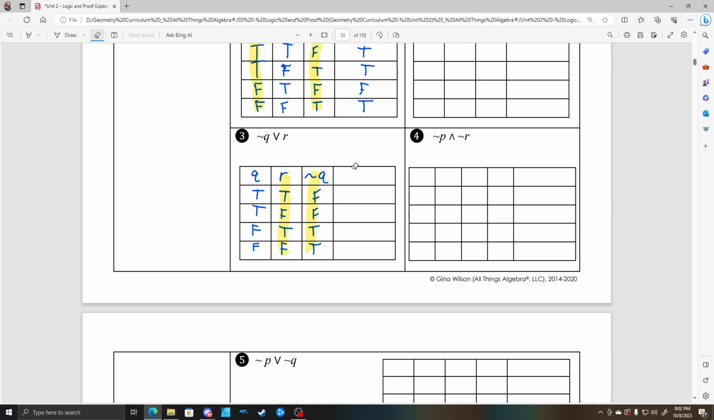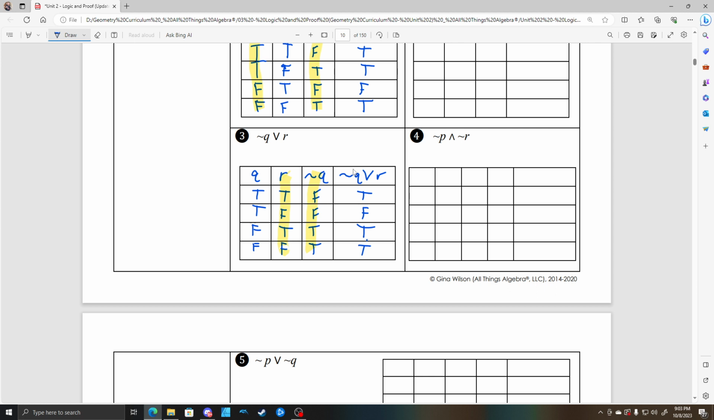All right, we have the negation of Q or R. So let's look at our two categories. First of all, it's or, so only one of these two has to be true. In this case, we have a true in the R category, so this is going to be true. False and false, so this is false. True and true, which is like super true. And then true and false, which is still true because we only need one of them. Cool. And that's our answer.